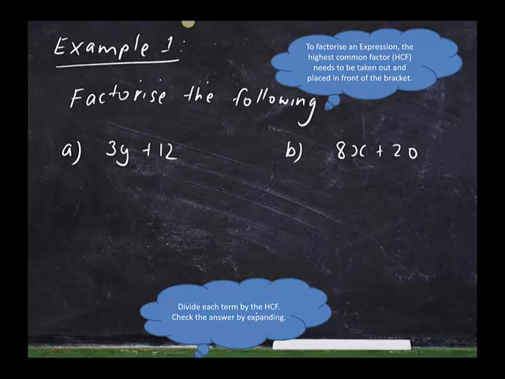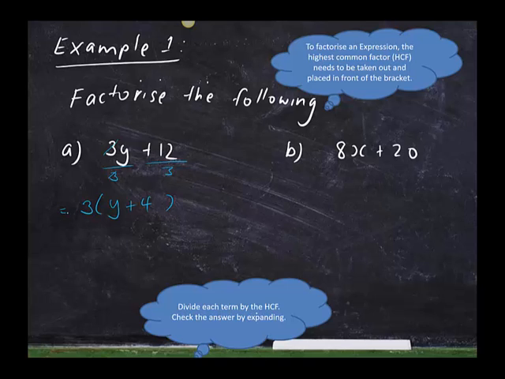So we've got 3y plus 12. What goes into 3 that also goes into 12? The answer is 3. So we put the 3 outside the brackets. Put your brackets down. Then you say, how many times does 3 go into 3y? Well, that just cancels down and you're left with the y. And then how many times does 3 go into 12? It goes 4 times. And because your answers are positive, we put plus 4.